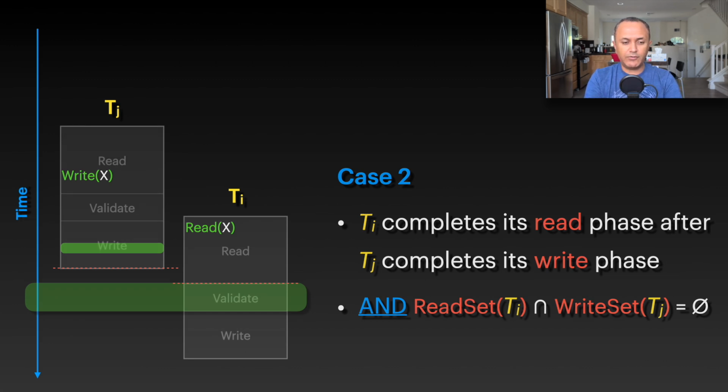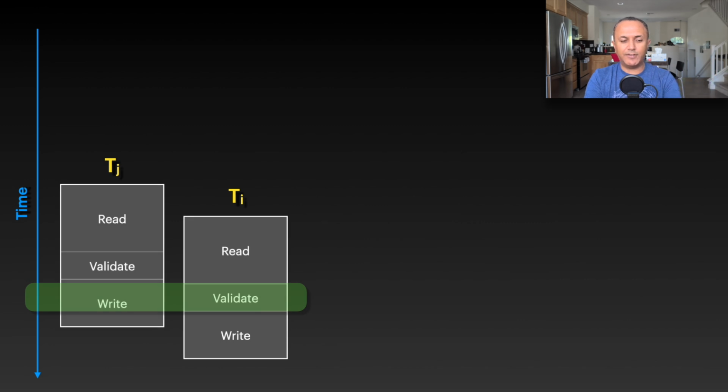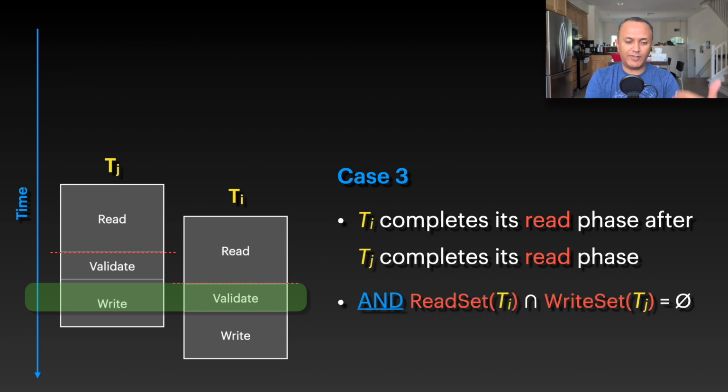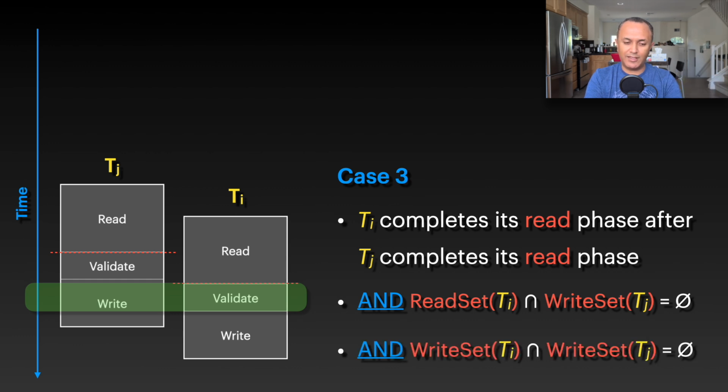The third scenario is, again, the overlap is greater. Specifically, Ti completes its read phase after Tj completes its read phase. In this particular scenario, we have to add more conditions. So we have to say, and the read set of Ti does not intersect the write set of Tj, which is the same condition we just saw last time. But this is also not sufficient. We have to say, and as well, the write sets are also not overlapping, because here the overlap is much bigger in terms of the time for the two transactions.